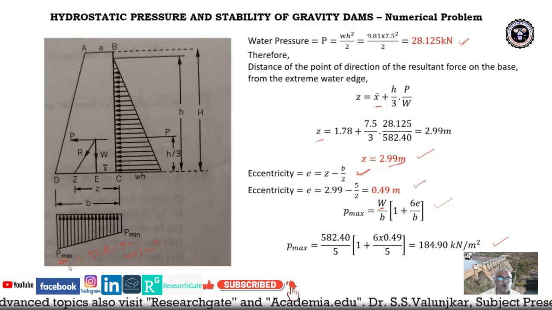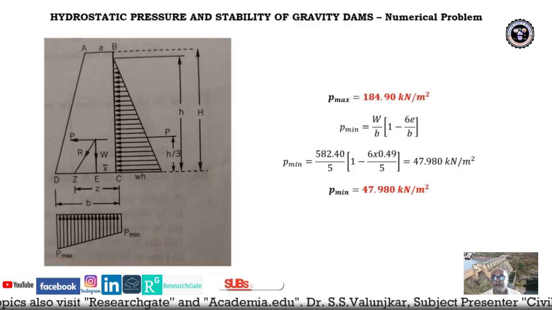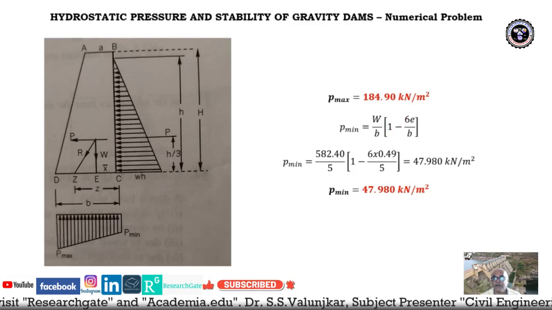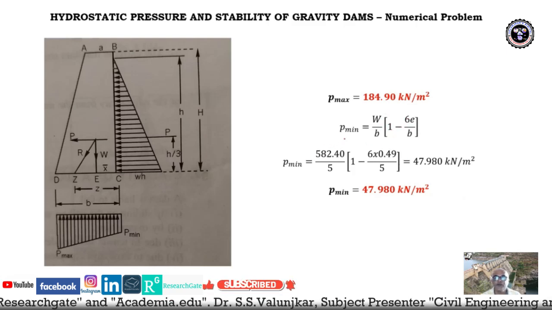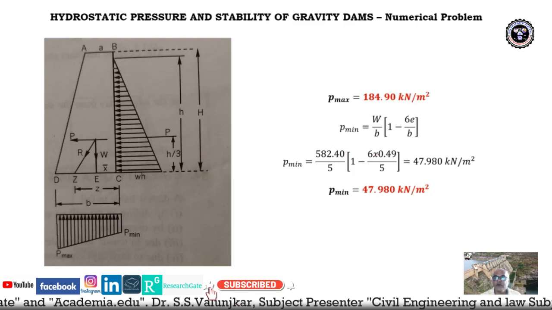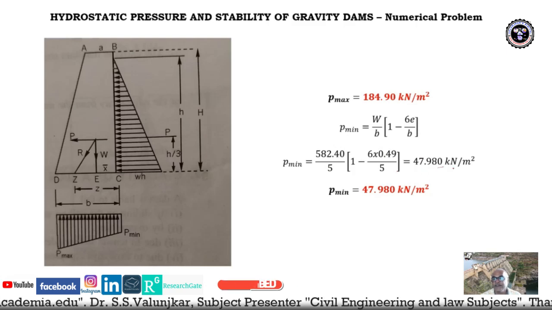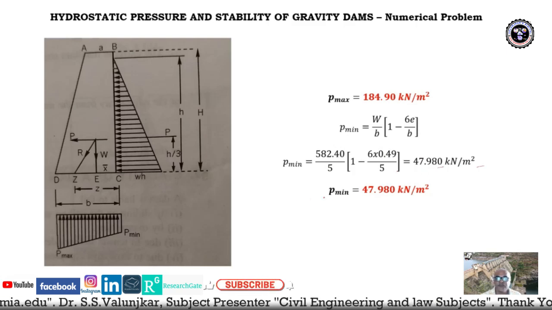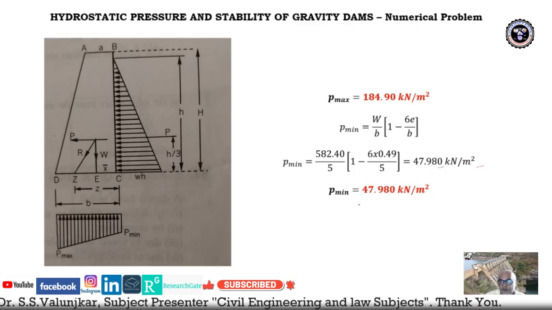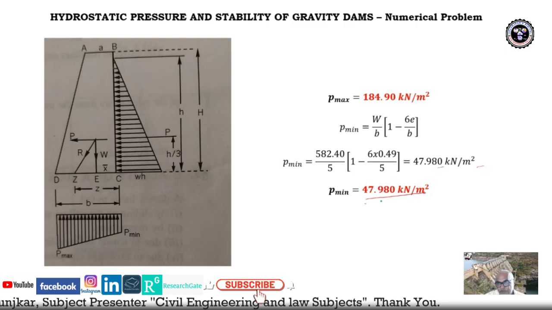Now let us go for the P minimum value at the hillside of the dam. So P minimum is equal to W upon B into (1 minus 6e upon B). Substituting the values, 582.40 upon 5 into (1 minus 6 into 0.49 upon 5), it is 47.980 kilonewton per meter square. So this way we computed the maximum and minimum stresses for the gravity dam. Okay, so this is the solution to the problem.